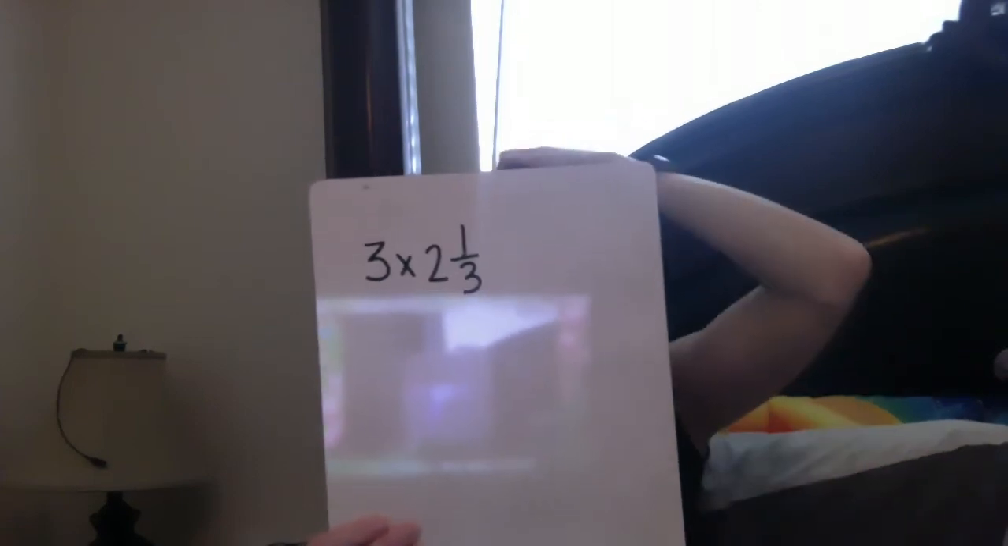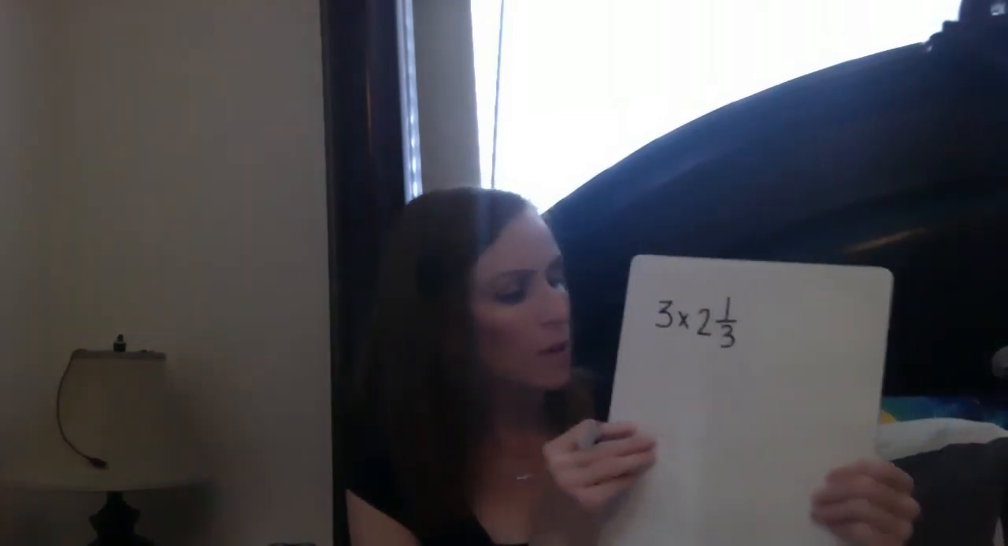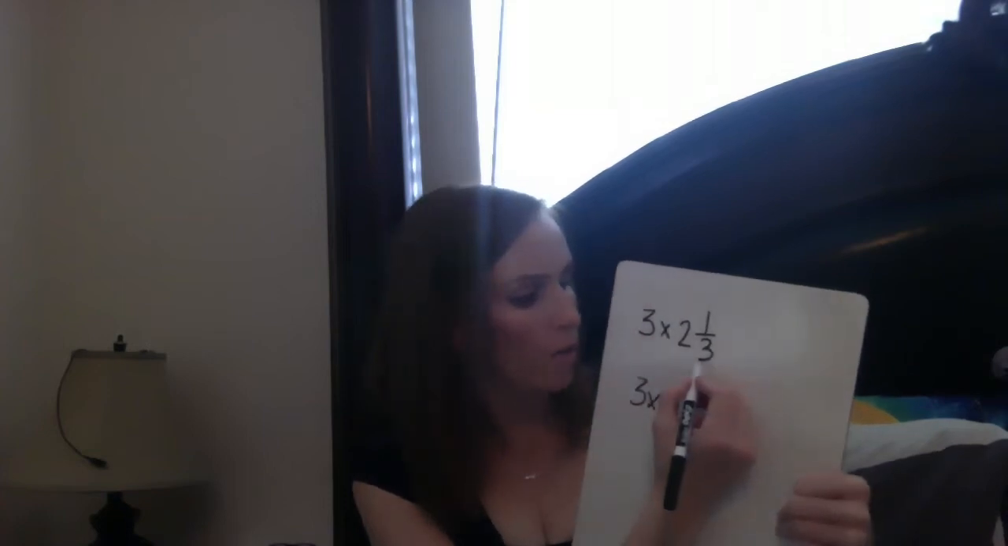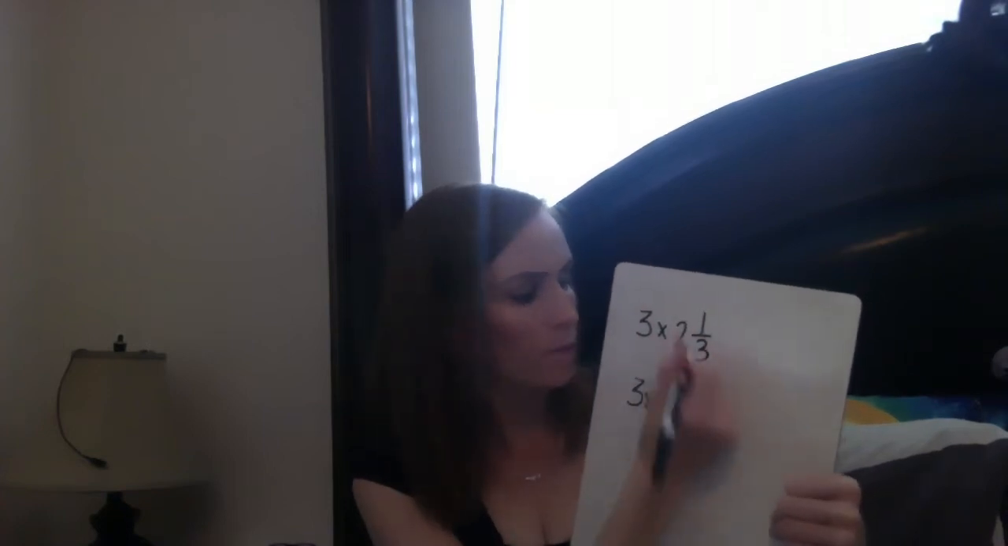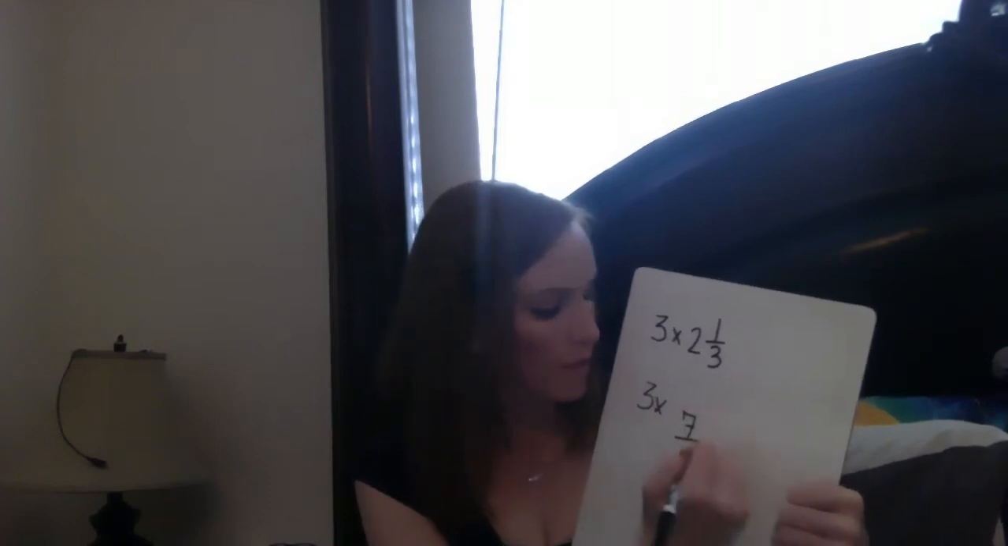Let's try a whole number by a mixed number. We have 3 times 2 1/3. We remember we have to get these in like terms. We have to get them in the same shape. So what we're going to do first is change our mixed number into an improper fraction. So I'm going to bring my 3 down. Then we have 3 times 2, which is 6, plus 1 is 7. Keep it over the same denominator.